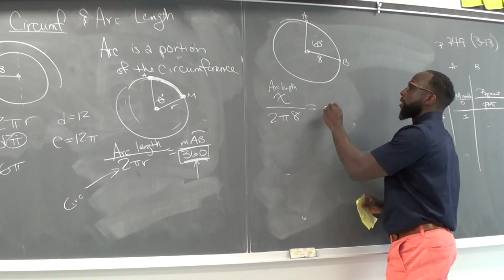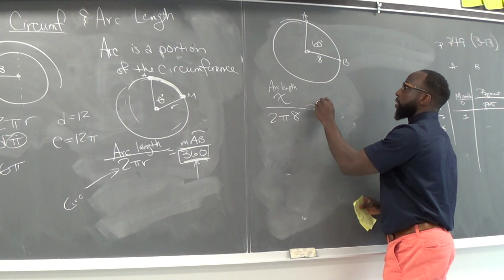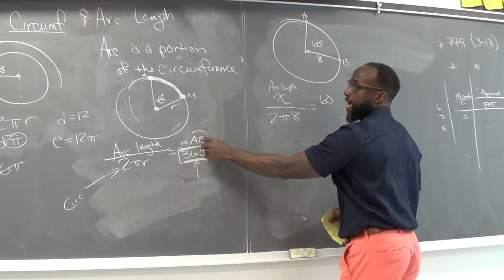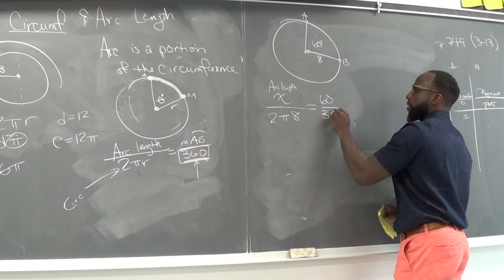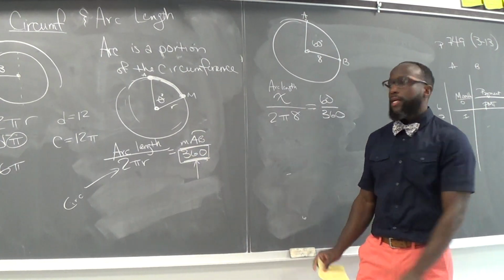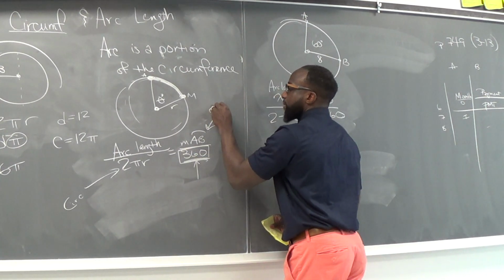What's AB over 60? We know what AB is, we know what the angle is. It's the angle, 60 over 360. 60 is the measure of the central angle. So we go back here. It means central angle.